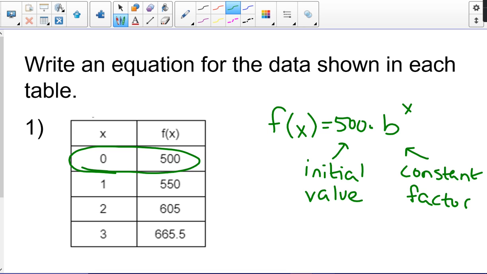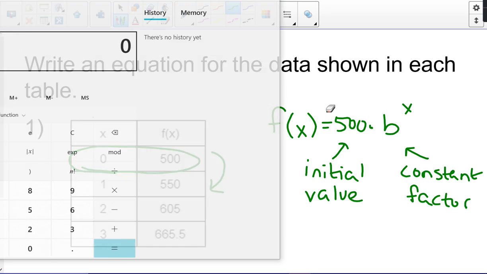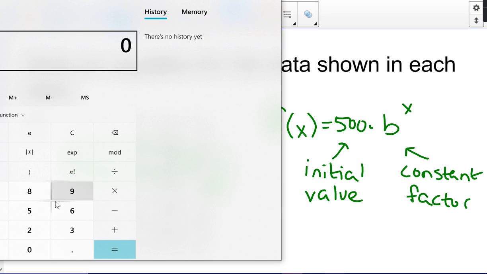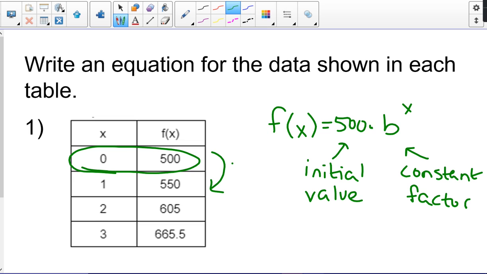The constant factor is a little harder here. I don't know what I multiplied from 500 to 550. What did we multiply by? Well, if you don't know that, then what you can do is put that into the calculator. I will pull up a calculator right here. And I could take that second number, 550, and divide it by the first number. Okay, I see 1.1. That means that to get from 500 to 550, I multiplied by 1.1. So my constant factor that I'll put into my equation is 1.1.